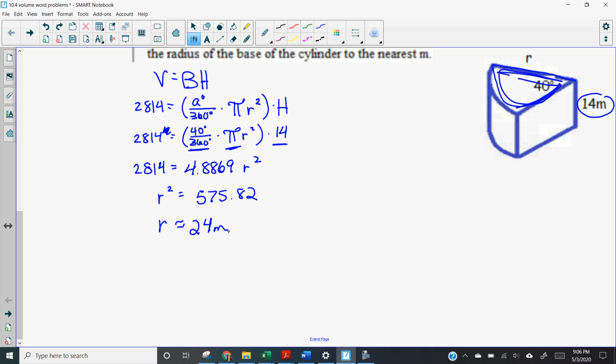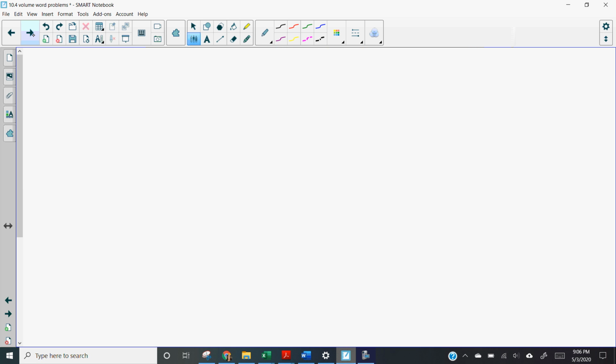Okay, about 24 meters. Okay, so that's just the first type of problem I wanted to go over with you because we haven't done anything like that yet. Now, before we can start the word problems, there is something else we need to talk about because we may have to convert some units back and forth here. So let's look when we're converting using volume, so cubic units.